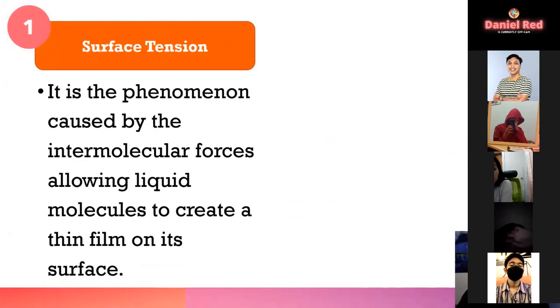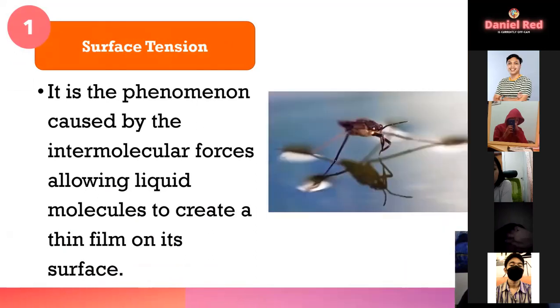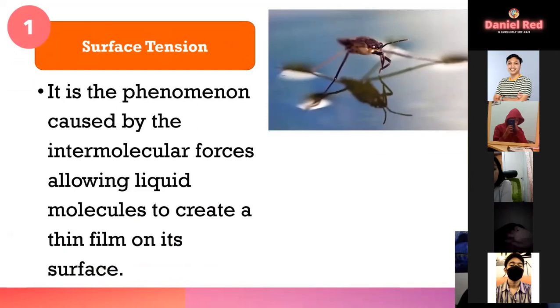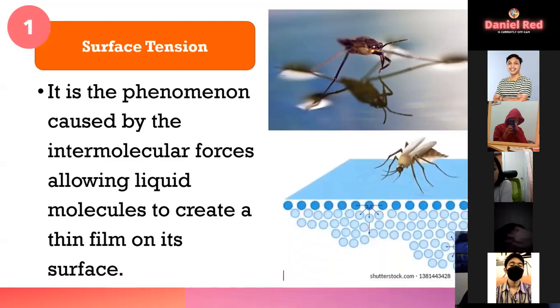Surface tension is the phenomenon caused by the intermolecular forces allowing liquid molecules to create a thin film on its surface. This is the reason why some organisms look like they are walking on the surface of the water. But remember, this is no magic, because the science behind it is surface tension. So let's give this illustration. As you can see, this is what is happening during the surface tension.